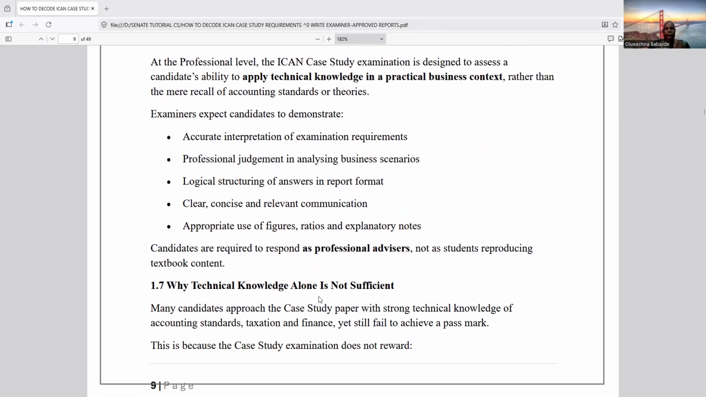Then candidates are required to respond with professional advice. So you are responding as what? As a professional. So that day, you are going to see yourself as what? As a professional, not as a student reproducing textbook content.